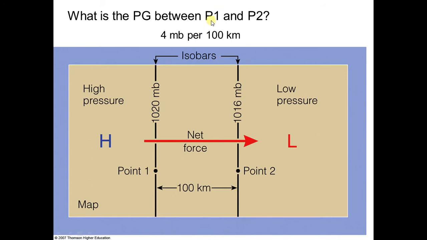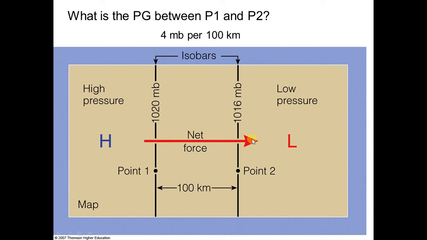What's the pressure gradient? Recall pressure gradient is pressure difference over distance, 4 millibar difference divided by 100 kilometers. That's the pressure gradient. The net force directed from higher to lower pressure at right angles to the isobars is called the pressure gradient force. It's important to be able to draw the direction of the pressure gradient force on a surface map. It's very simple. All you do is draw lines to show the pressure gradient force at right angles to the isobars, and then you remember it's always directed high to low pressure.